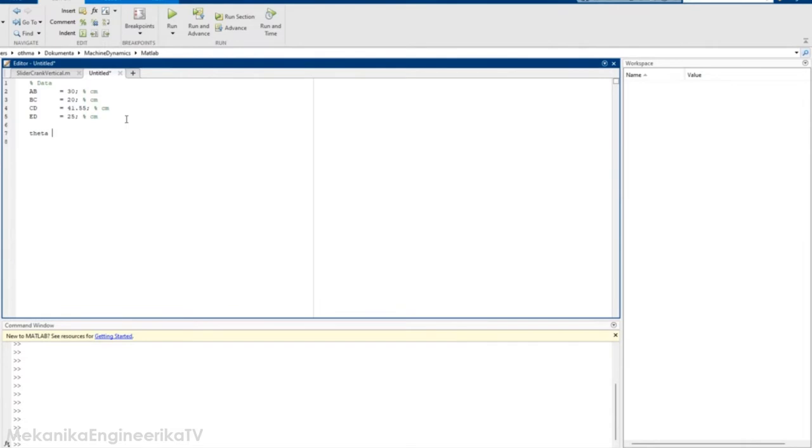So I will have theta 2. It's 60 degrees, but I need to make it in radians. So in radians, it will be pi over 3, because I will use it to calculate cosine and sine, so it will accept it in radians. So the unit is radians.